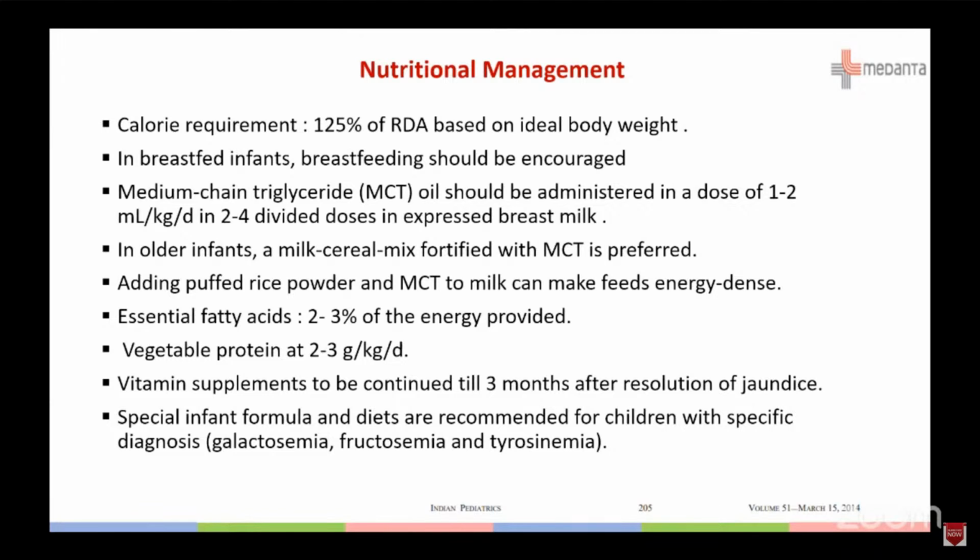Vegetable protein should be given at a dose of 2 to 3 gram per kg per day. Vitamin supplements should be continued till 3 months after resolution of the jaundice. Special infant formulas and diets are recommended for children with specific diagnoses like galactosemia, fructosemia, and tyrosinemia. We have different diet patterns and different formulas for these metabolic disorders.